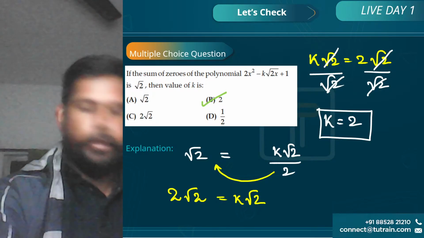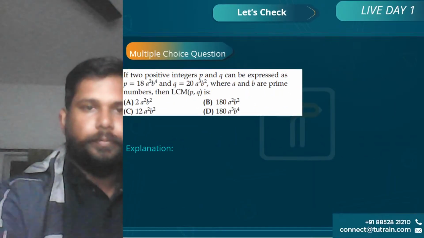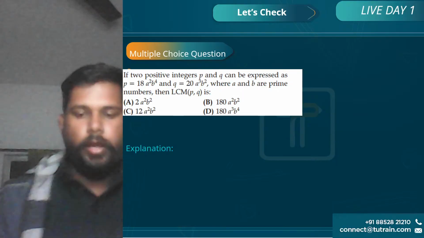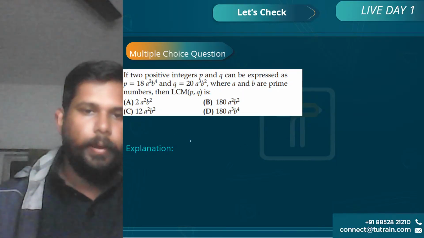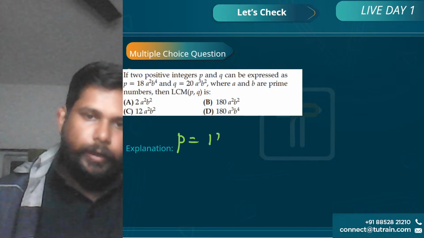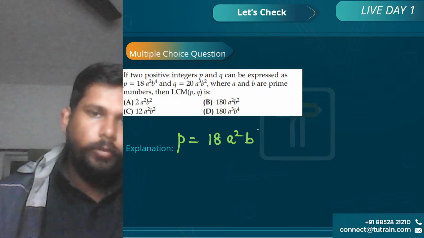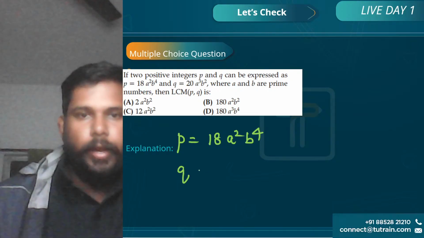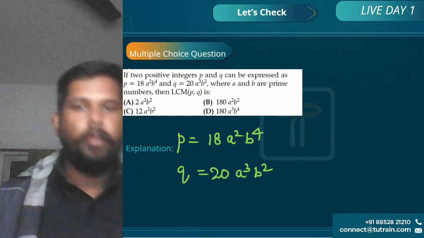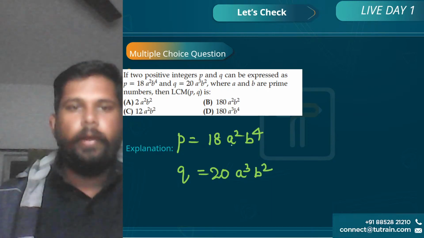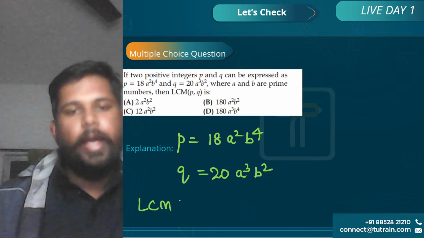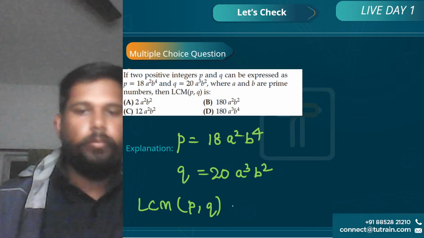Alright, very good. Next, if two positive integers p and q can be expressed as, p can be expressed as 18 a square b to the power 4 and q can be expressed as 20 a cube b square, where a and b are prime numbers, then you are asked to find the LCM of p and q.